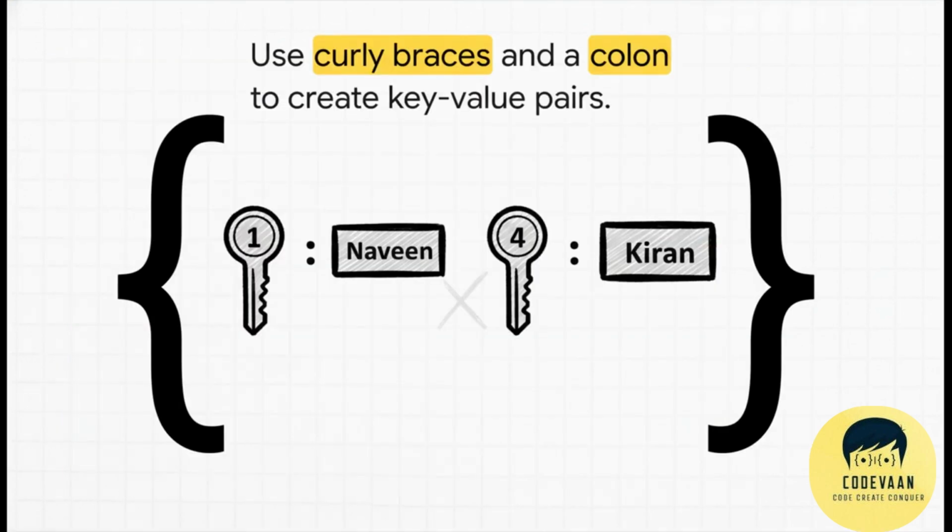And making one? Super easy. You just use these curly braces. Inside, you set up your key-value pairs. You put the key, then a colon, then the value. So in this example here, the number 1 is our key, and it points to the name Naveen. But check this out. We go from key 2 straight to key 4. We just skipped 3 entirely. And that's the whole point. The order, the sequence, none of that matters anymore.